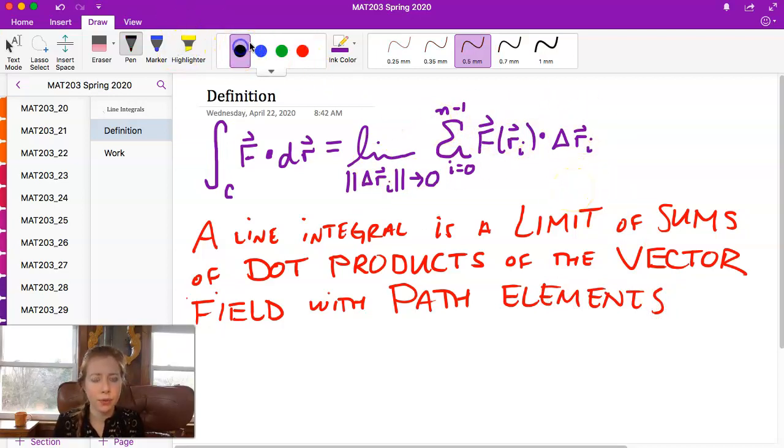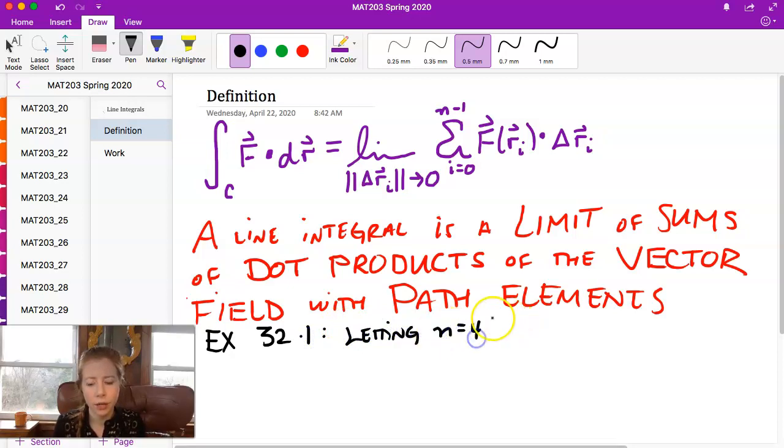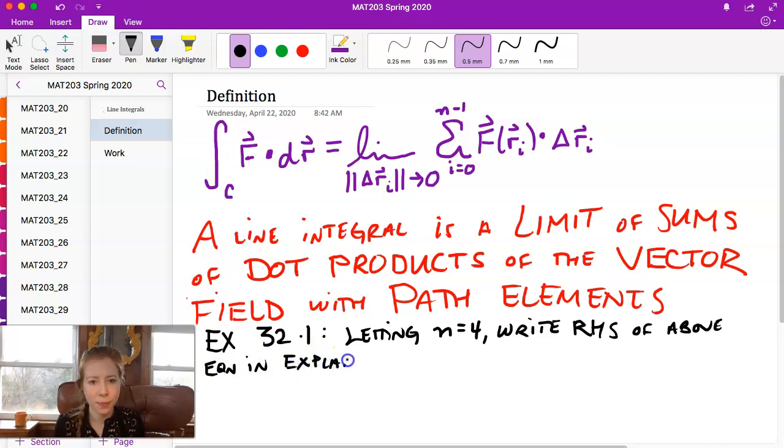Now let's look at a little exercise here. We're going to let n equal 4. We're going to write the right-hand side of the above equation in expanded form. Okay, let's just practice doing sums for a minute.